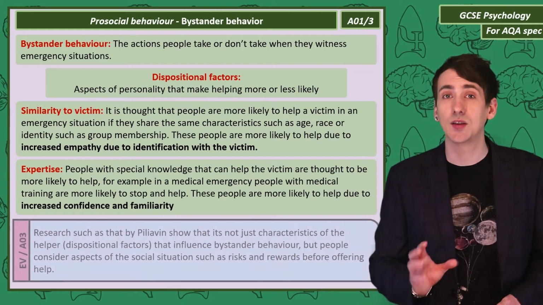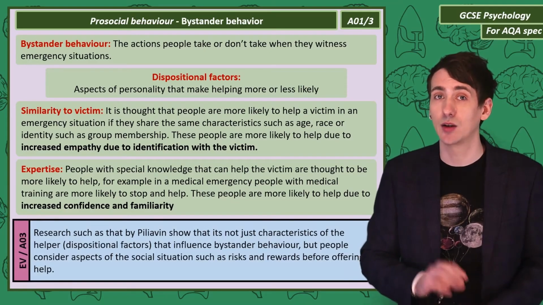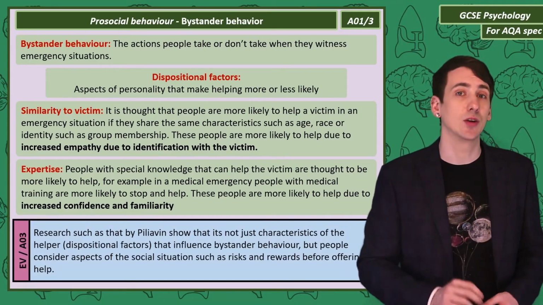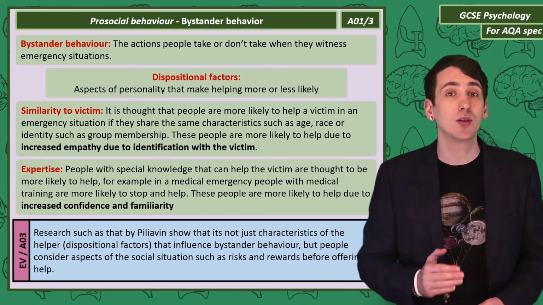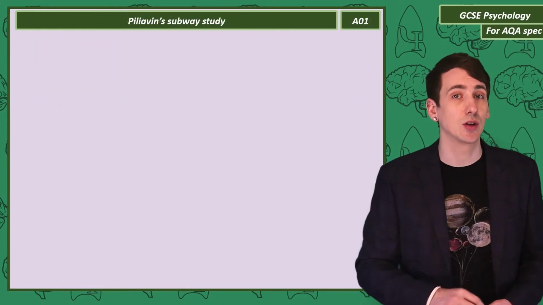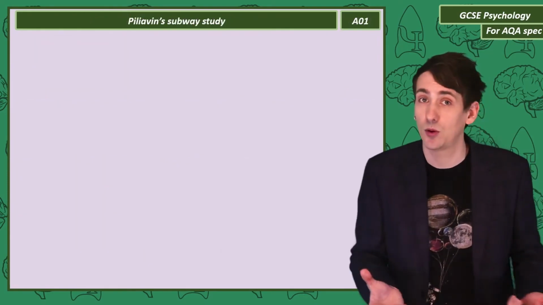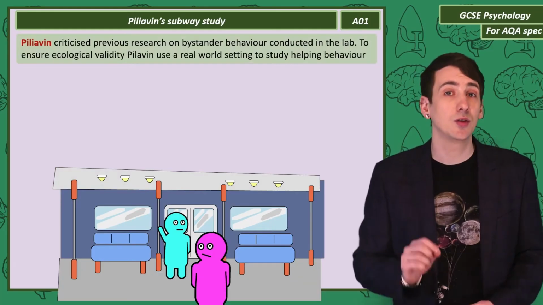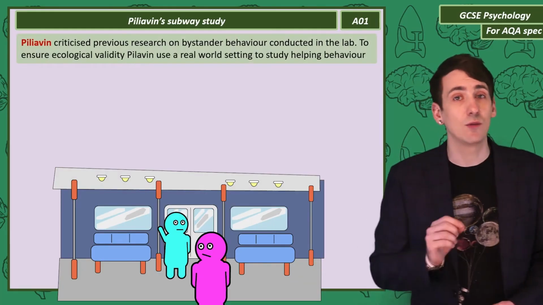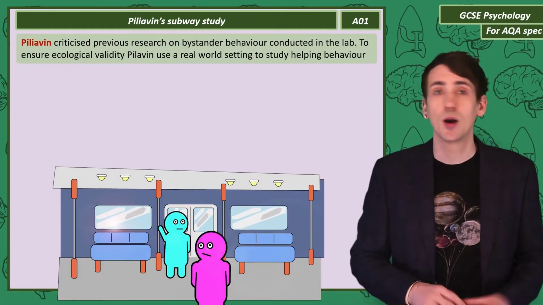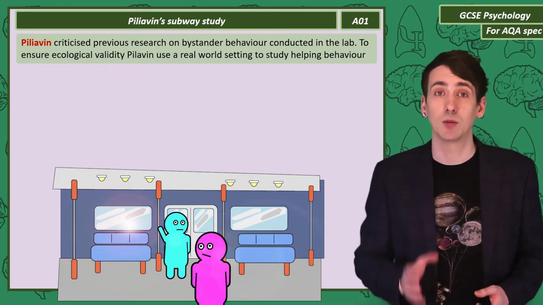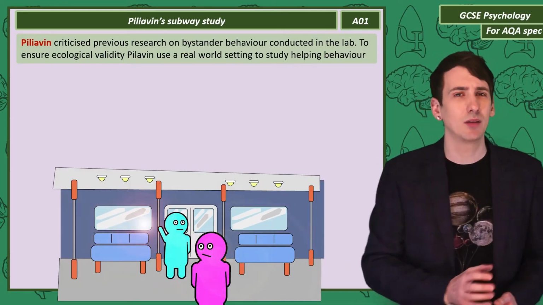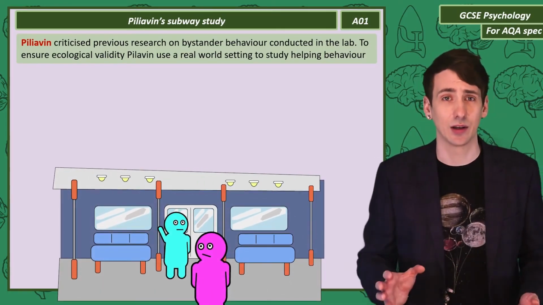We could criticize the dispositional explanation for bystander behaviour by looking at the next bit of research by Piliavin as evidence for aspects of social situation being important on whether we help or we don't. So, let's look at Piliavin's study. Piliavin's subway study was a field study investigating bystander behaviour. Previous research on bystander behaviour had been conducted in the lab, but Piliavin thought that those studies totally lacked validity.